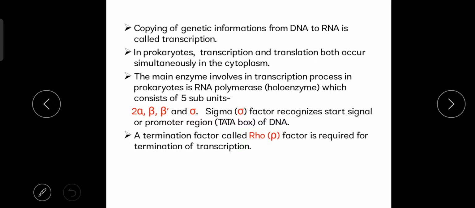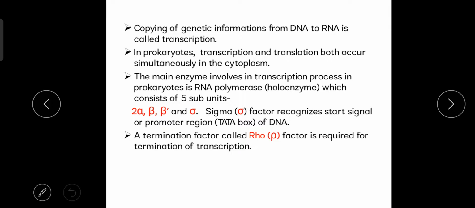Now, in prokaryotes, the transcription process and the translation process both occur simultaneously in the cytoplasm. Why? Because in prokaryotes there is no true nucleus, and that is why all the processes of the central dogma occur in the cytoplasm. So transcription and translation occur simultaneously, which means there is no intermediate phase between these two.